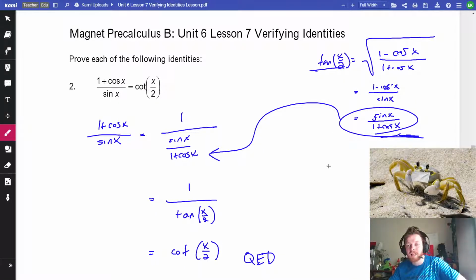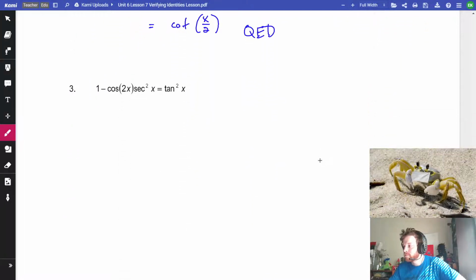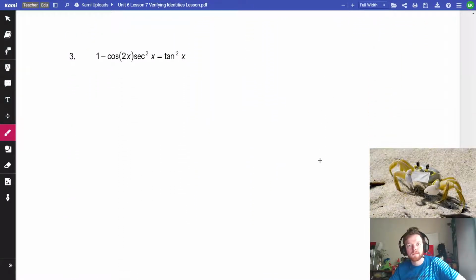Okay, I got one last one for you. Right there: 1 minus cosine 2x, secant squared x, is equal to tan squared x. Okay. What kind of vibe am I getting? We got a double angle, cosine 2x. There are a bunch of different cosine double angle identities.